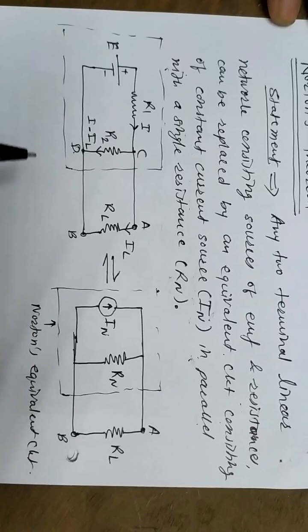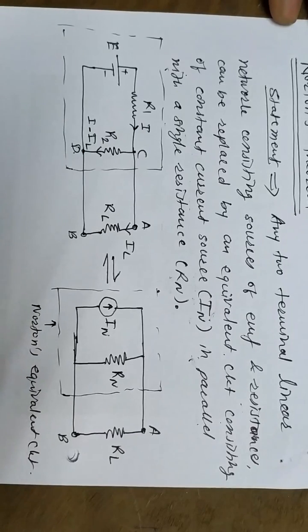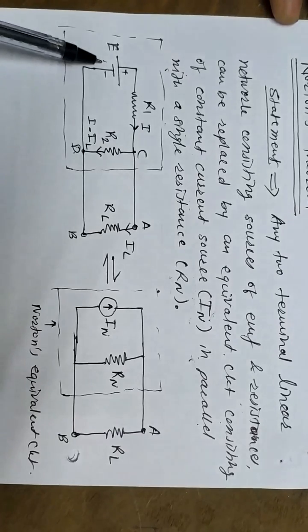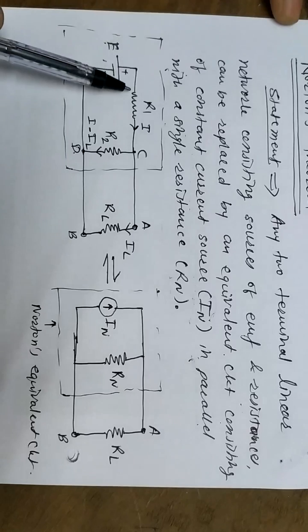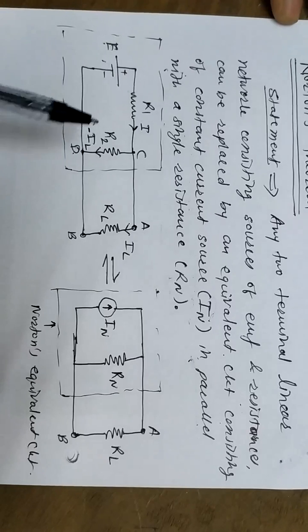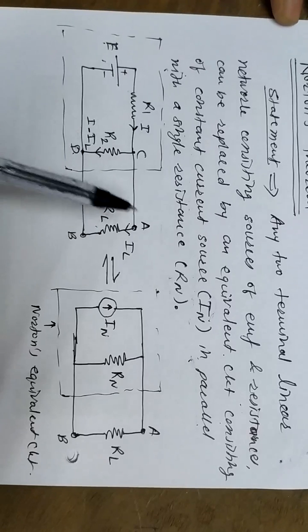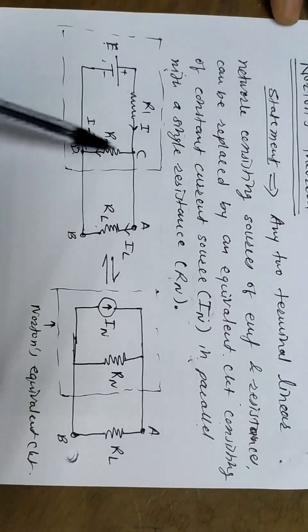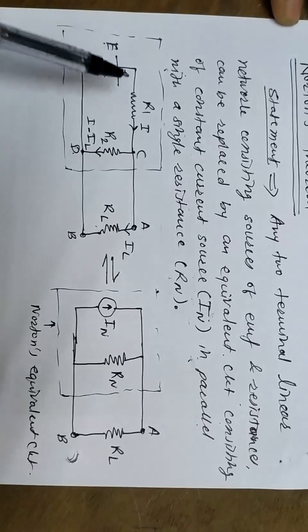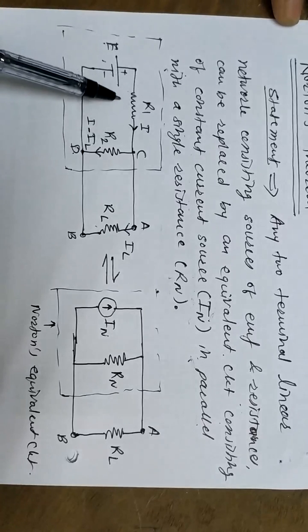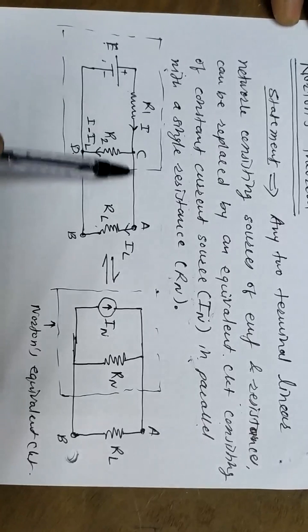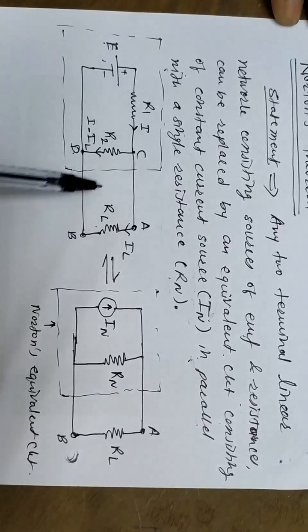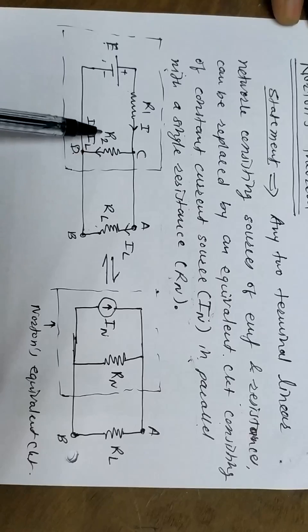We are considering the same circuit as we have seen in case of Thevenin's theorem. The same circuit: EMF source E, resistances R1, R2 and load resistance RL, terminals A and B, and C and D. The current I is flowing through resistance R1. The current IL is flowing through resistance RL. Therefore the current flowing through R2 will be I minus IL.